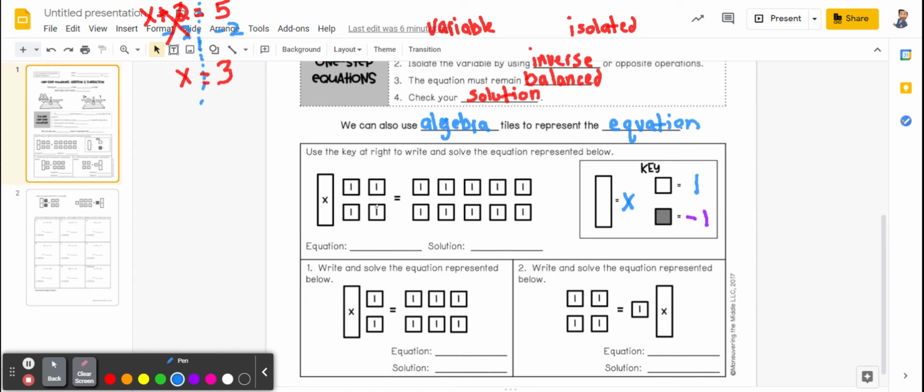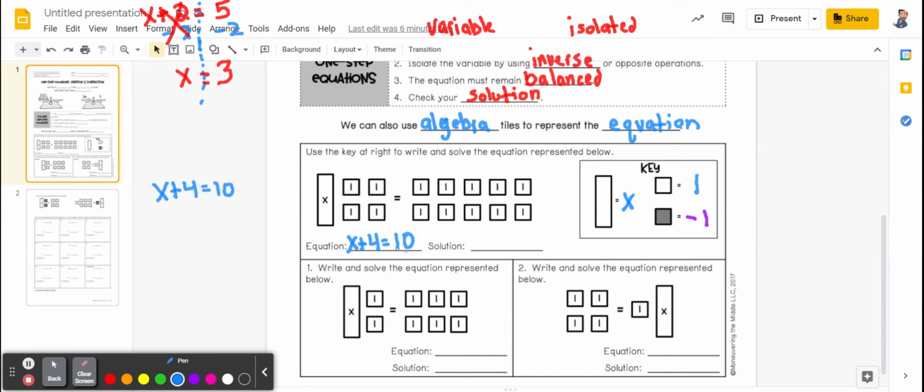All right, so on this equation right here, let's look at it. We have x and then 4 ones. So this equation would be x plus 4 equals, and then let's count these. We have 10. Okay, 10. All right, well, just like we did on the example before, I'm just going to do it over here. x plus 4 equals 10.